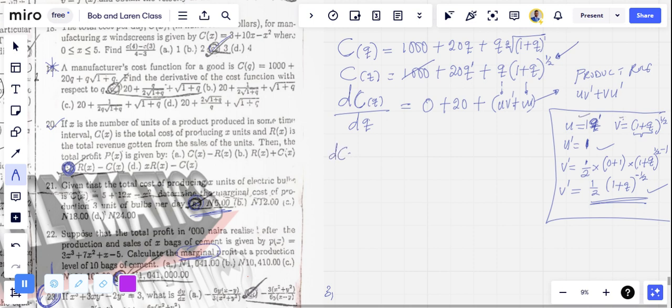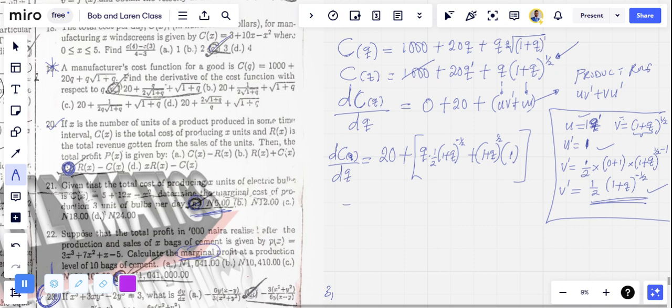So the derivative of the cost function with respect to the quantity demanded is now equals to 20 plus, the formula is u v prime plus v u prime. So what's my u? U is q, and v prime is what I have as this 1 over 2, 1 plus q raised to the power of minus half, that is u v prime, then plus v u prime. What is v? V is this 1 plus q that we actually have here, which is raised to the power of half. Then my u prime is 1. So now let's try to check what that will give us.